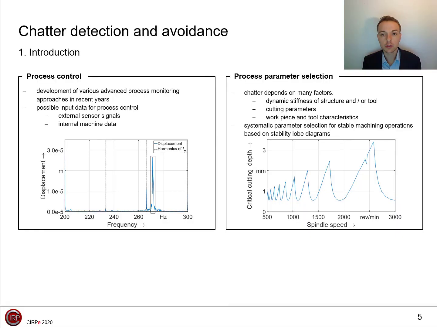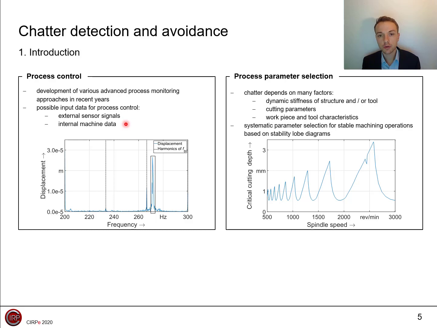There are 2 ways to prevent chatter during machining operations. Number 1 is to detect chatter and adapt the process parameters online. This is also known as process control. In recent years and decades, various approaches have been published for process parallel chatter detection and avoidance, which use either external sensor signals or machine data as an input.